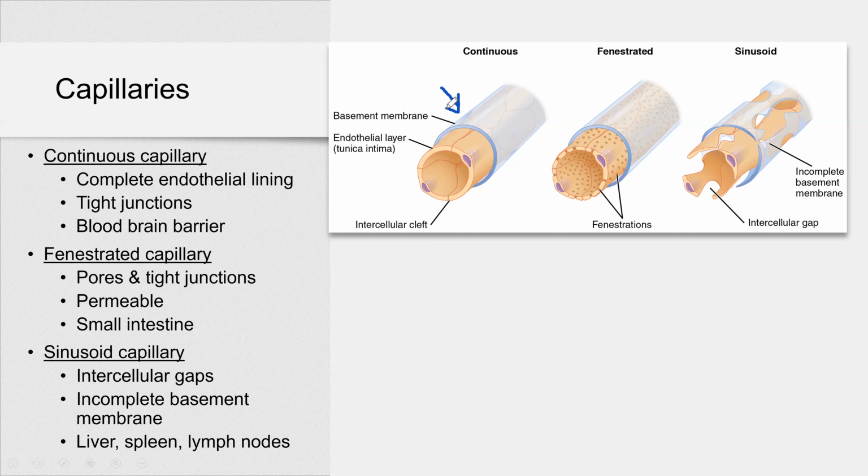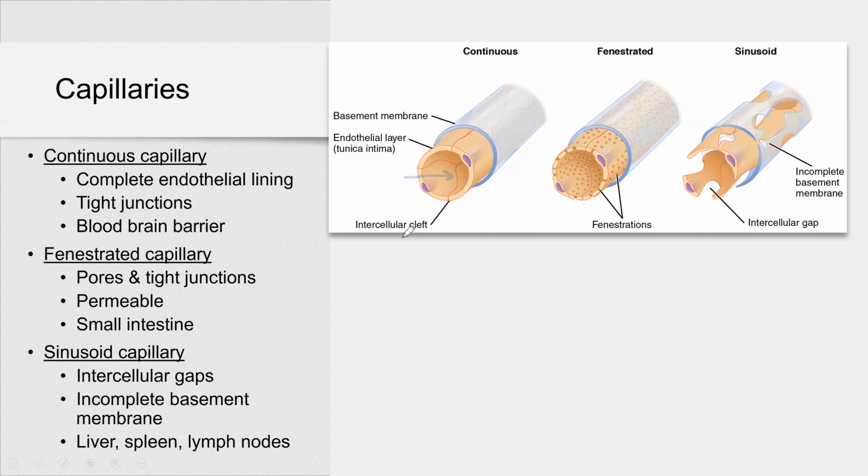So we have endothelial cells, right? Tunica intima. You notice in the capillaries, we don't have tunica media or tunica externa. So we have endothelial cells, right? Because we have endothelial cells, they always rest on a basement membrane. And this is our basement membrane. So a complete endothelial lining. So you can see we have complete lining.